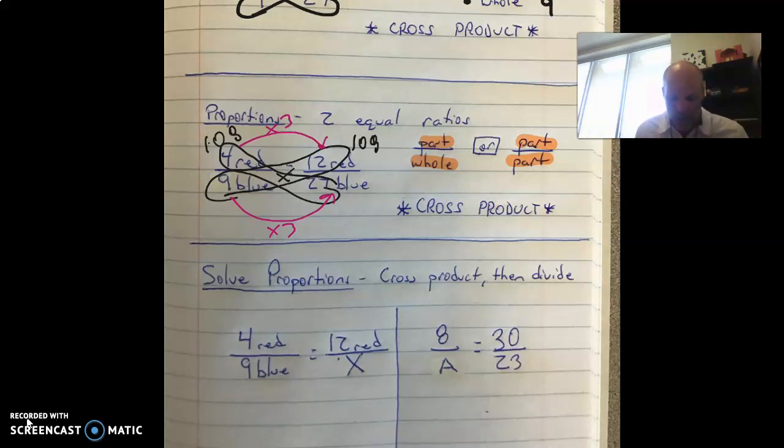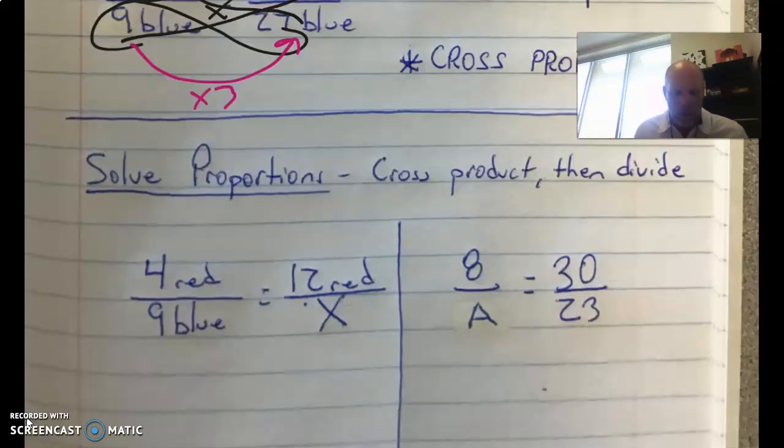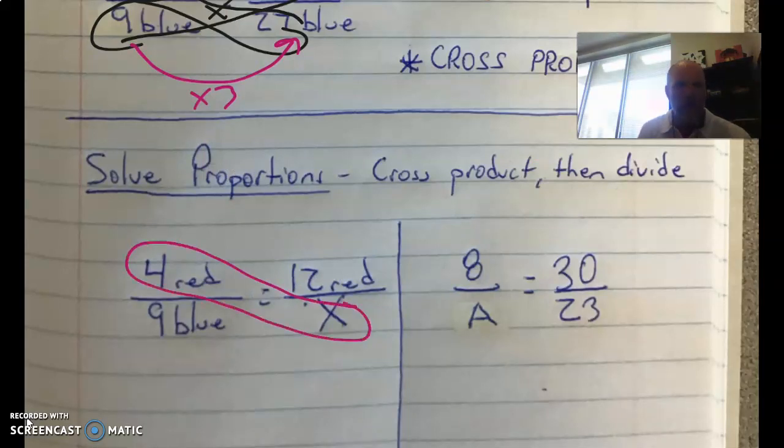Okay, so I'm going to do this as a problem. We've already done the cross product thing, so I'm not going to do 4 times x. I have 4 red to 9 blue, 12 red to something. We're trying to find x, the missing value.